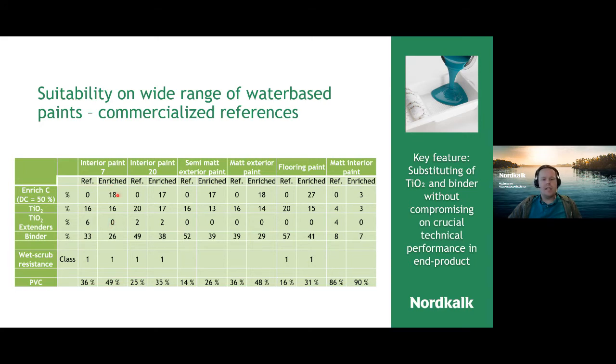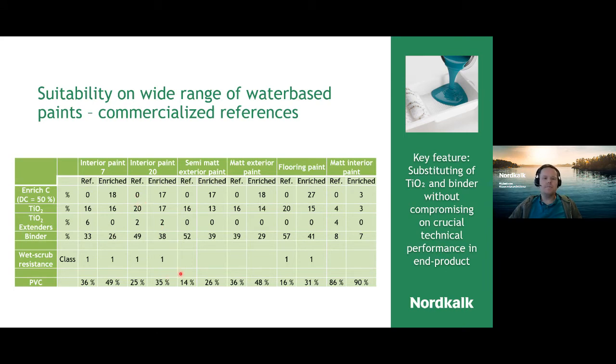So our product has been cheaper than the other extenders used, meaning these organic modifiers or nano PCC or other types of extenders. So those have been replaced, and then also some amount of binder has been replaced, and the PVC has increased from 36 to 49, and we have kept all the properties, gloss, wet scrub, and so on, on the same level. So this is the commercialized enriched version of this interior paint.